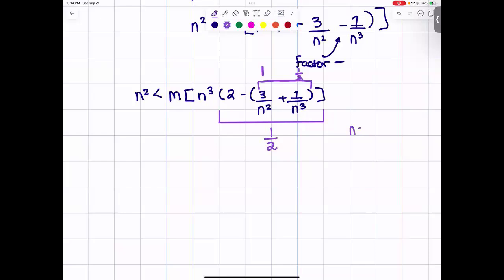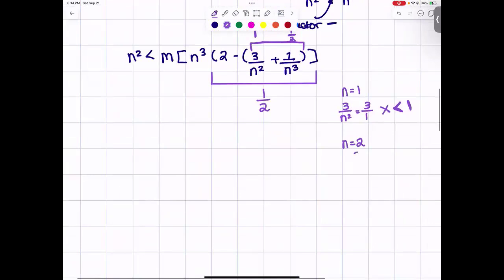If we take n equals 1, and we do 3 over n squared, we're going to get 3 over 1, which is not less than 1. So that didn't work. Let's look at the next value. n equals 2, 3 over 4. Well, that is less than 1, but does it work for the other side? Trying to get it less than a half. So let's just check. 1 over n cubed needs to be 1 over 8. Well, that's less than a half. So actually that value works really well for us.